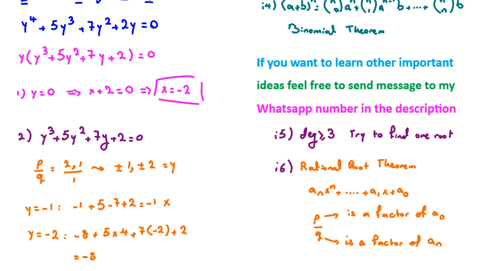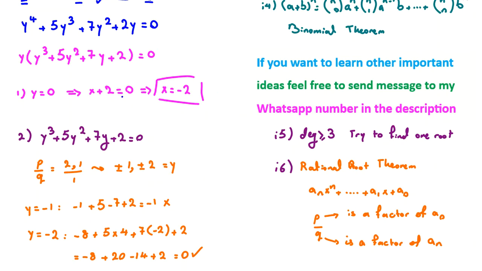If we simplify, it is what? Minus 8 plus 20 minus 14 plus 2. 20 minus 14 is 6, plus 2, 8. 8 minus 8 is 0, so it is a root. So y equals negative 2 is another root. And from here we can find related x.